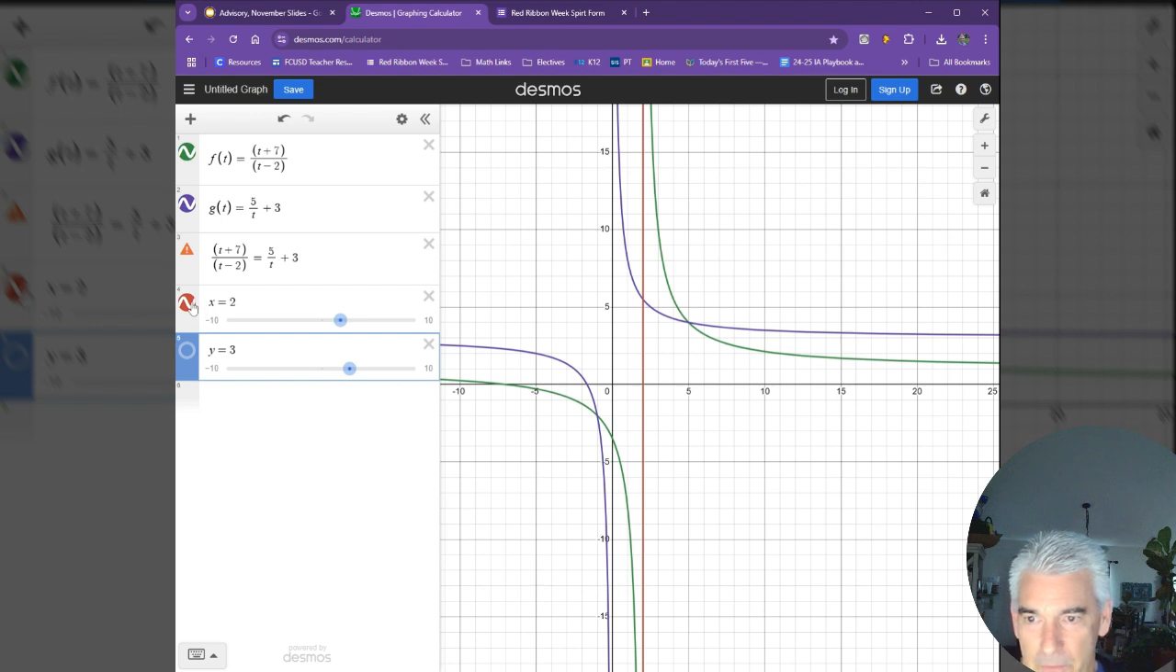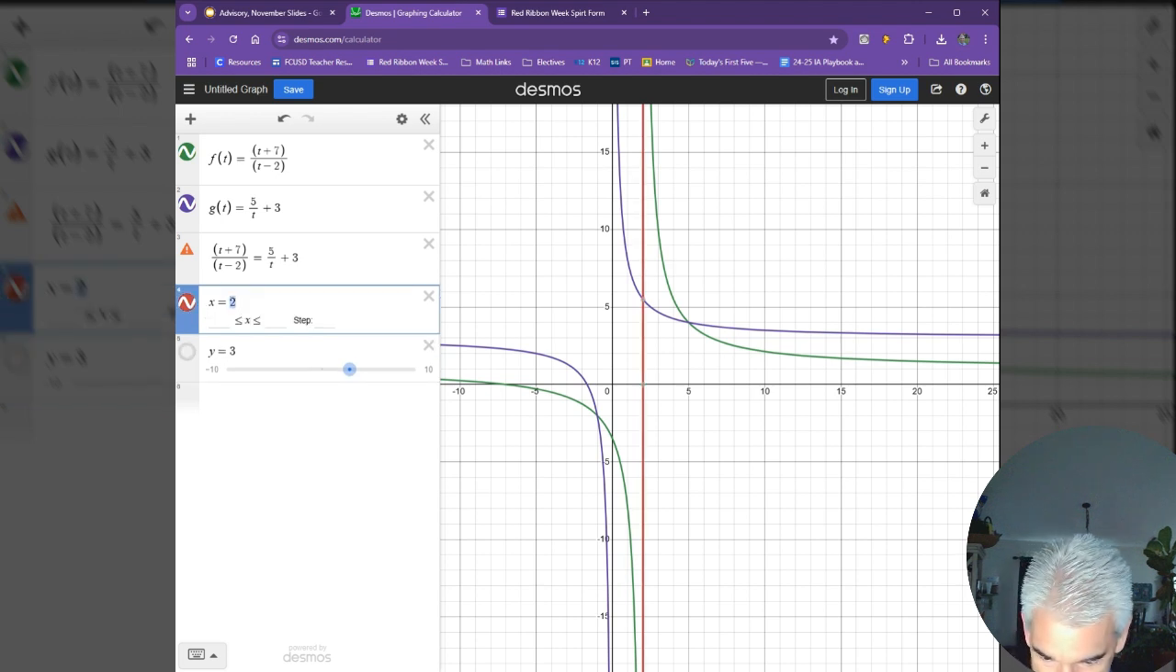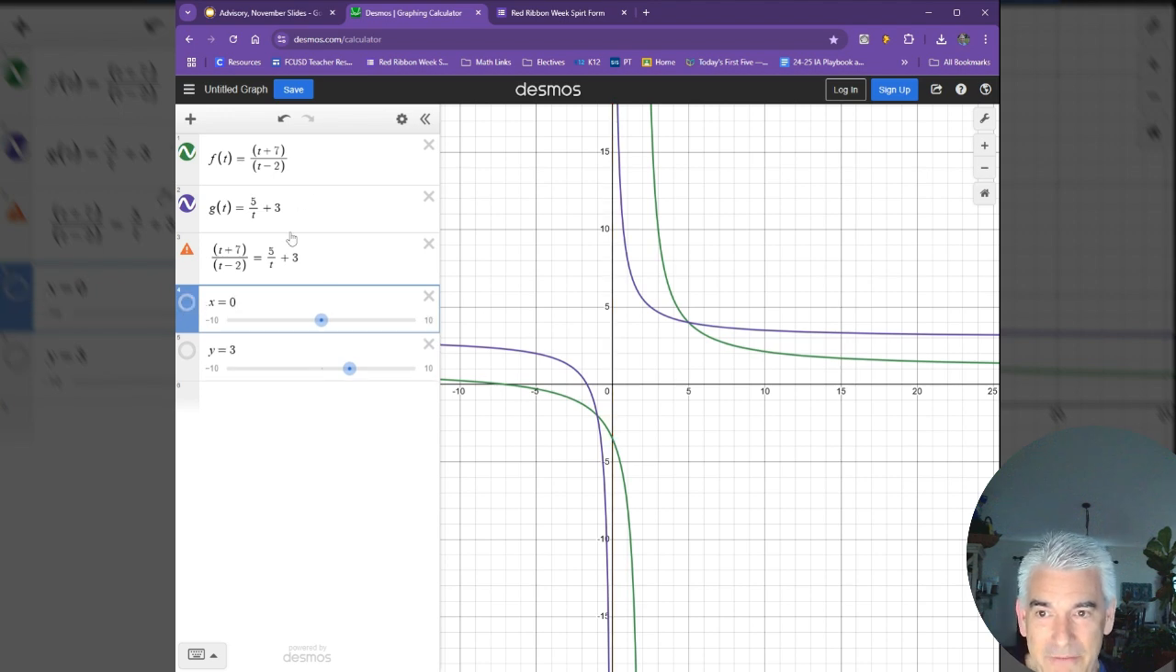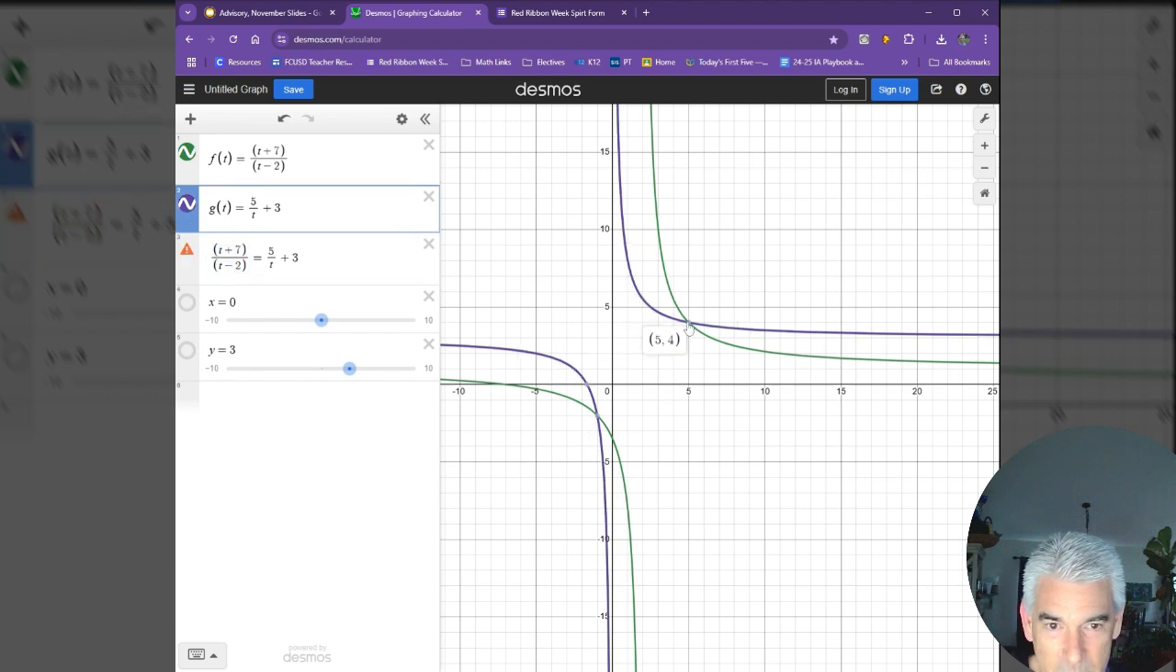I'll turn off x equals 2. Oh, if I made this x equals 0, which is the y-axis, you'll notice the purple graph approaches x equals 0, t equals 0. So now I've graphed the left side in one equation. I graphed the right side in the other equation. And what I want to know is, when does the right side equal the left side? Well, they will equal each other when the graphs intersect. So let me find the points where the graphs intersect.